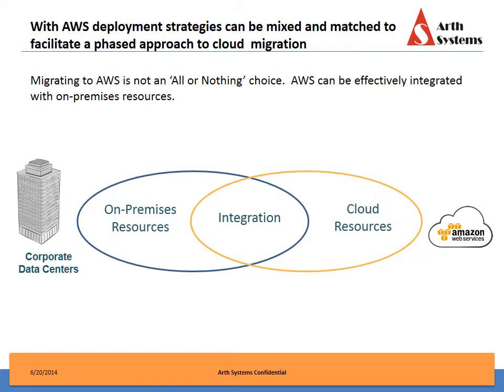When deploying applications to the cloud, it is not an all-or-nothing choice. AWS can be effectively integrated with your on-premise resources. This allows for a phased and controlled migration to a cloud-based infrastructure.